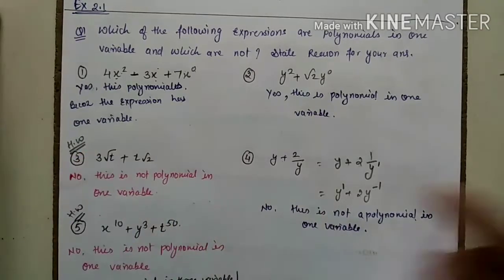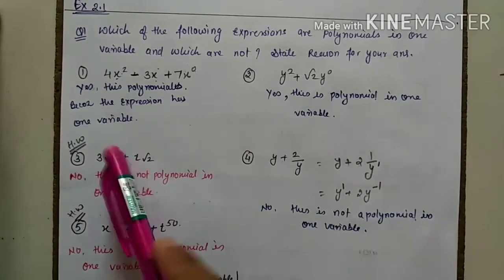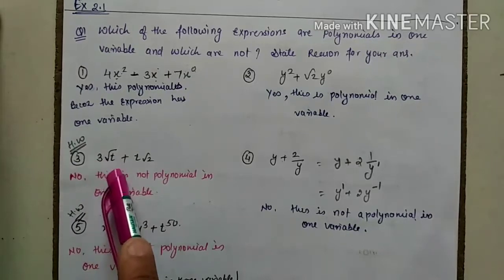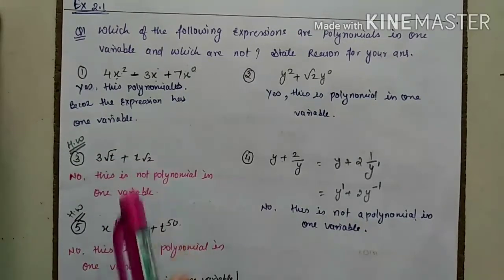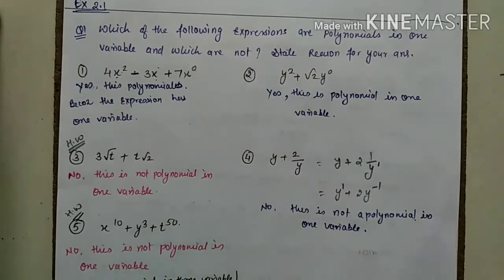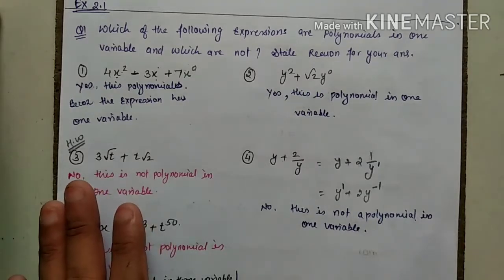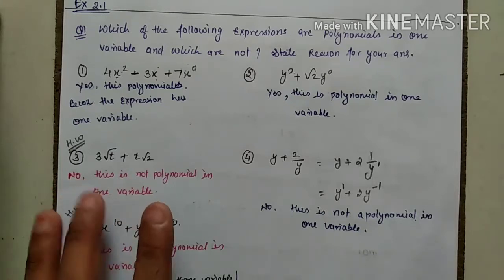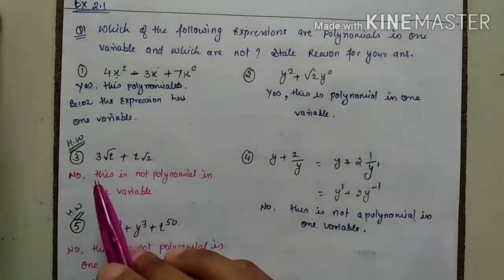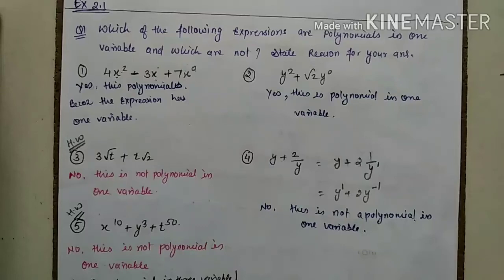Question number 3 I have given you as homework: 3 under root t plus t under root 2. Now in this question you have to say whether it is an expression or a polynomial, or a polynomial in one variable or not. That is the way you have to write the answer. Now I'm giving you the solution. If your answer matches, that's very good. If not, try to make a correction.